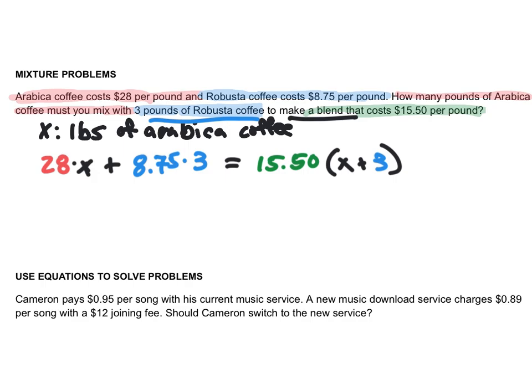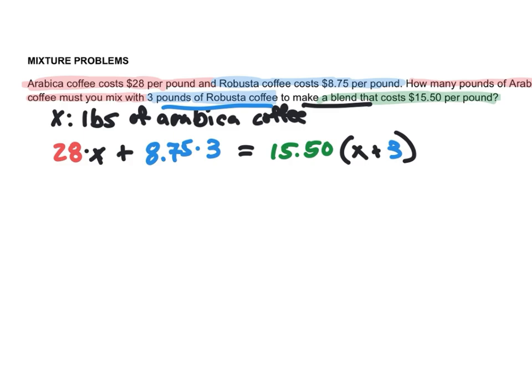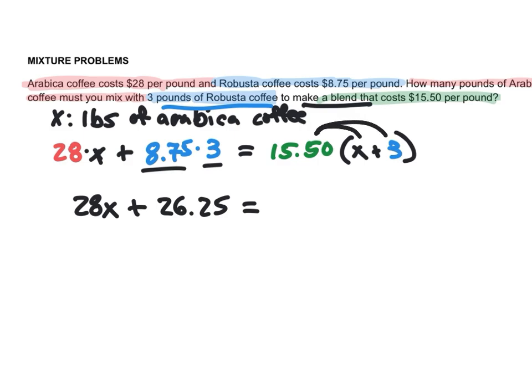Setting this up is pretty tricky, okay? Now, let's go ahead and simplify this equation. The first thing that I want to do is drop down my 28x, okay? And then plus, if I take 8.75 times 3, that's going to give me 26.25, all right? Now, on the right side, I want to take 15.50 and distribute that. So I'm going to get 15.50x plus 15.50 times 3, which is 46.50, okay?